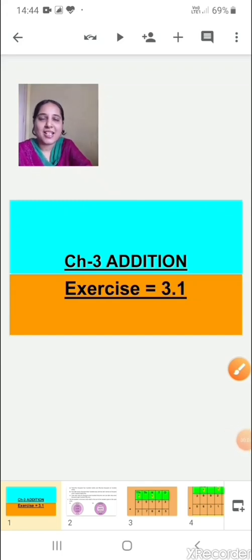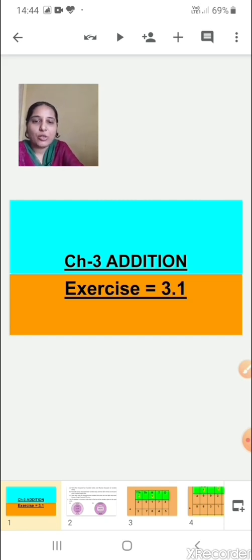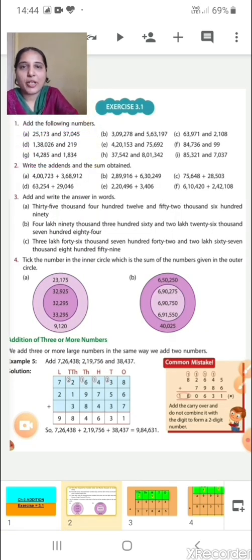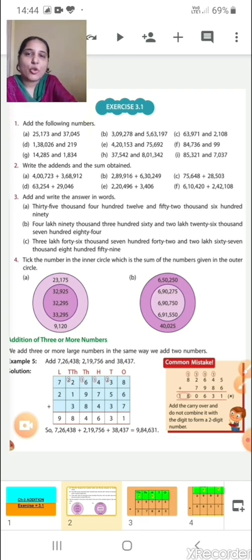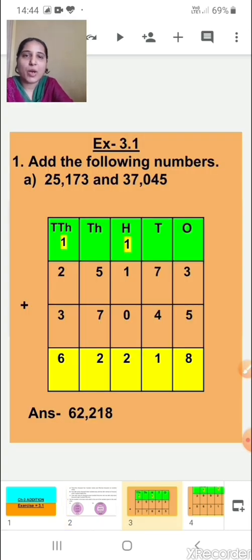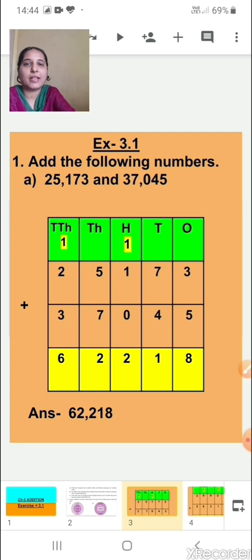Hello children, Sai Ram. So let's continue chapter number 3, that is addition, in which today we will start exercise 3.1. So in exercise 3.1, you can see the question number 1 is add the following numbers. So let's continue. Question number 1 is add the following numbers.